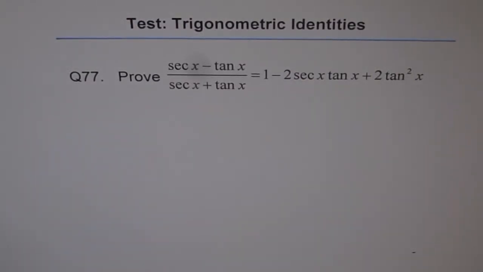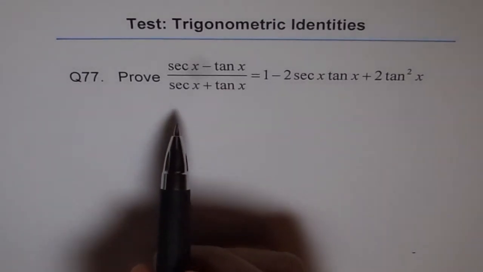Test trigonometric identities. Prove secant x minus tan x divided by secant x plus tan x equals 1 minus 2 secant x tan x plus 2 tan square x. Well, this is also a part of your test, and I'd like you to copy the question and solve it. Then look into my solution, okay?